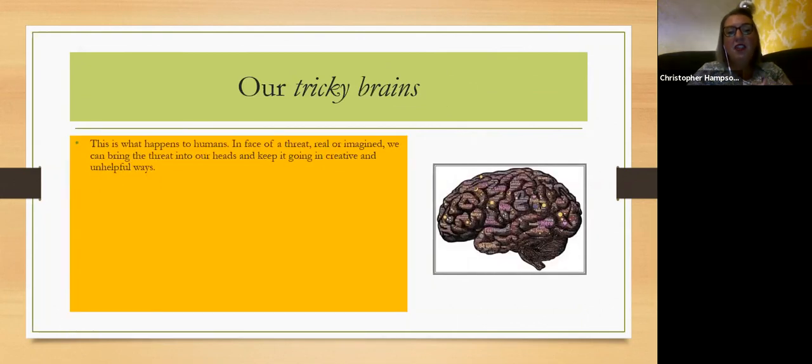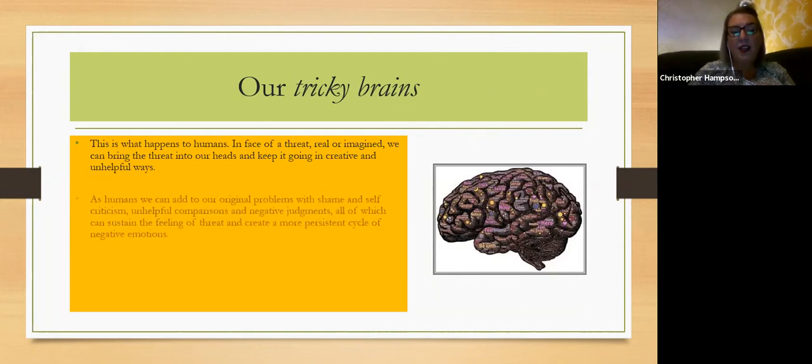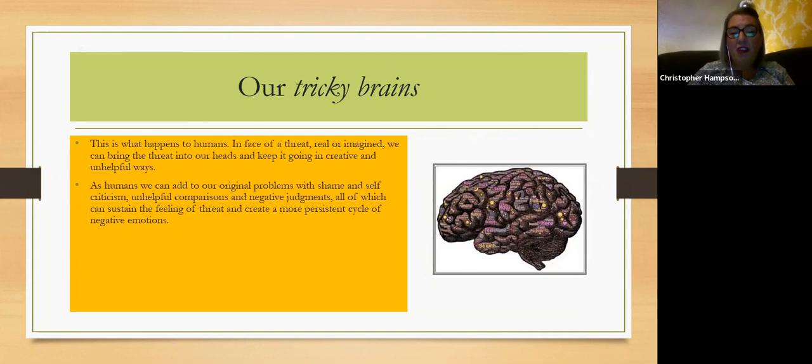So this is what happens to humans. In the face of threat, real or imagined, we can bring the threat into our heads and keep it going in creative and unhelpful ways. As humans, we add to our original problem with shame and self-criticism, unhelpful comparisons and negative judgments, all of which can sustain the feeling of threat and create a more persistent cycle of negative emotions.